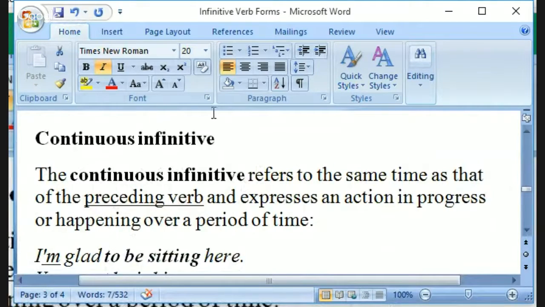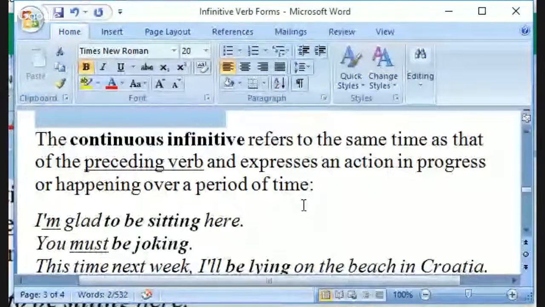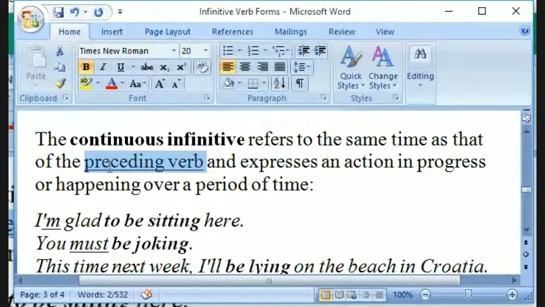Okay. Let's take a look at continuous infinitives. All right. The continuous infinitive refers to the same time as the preceding verb, the main verb.